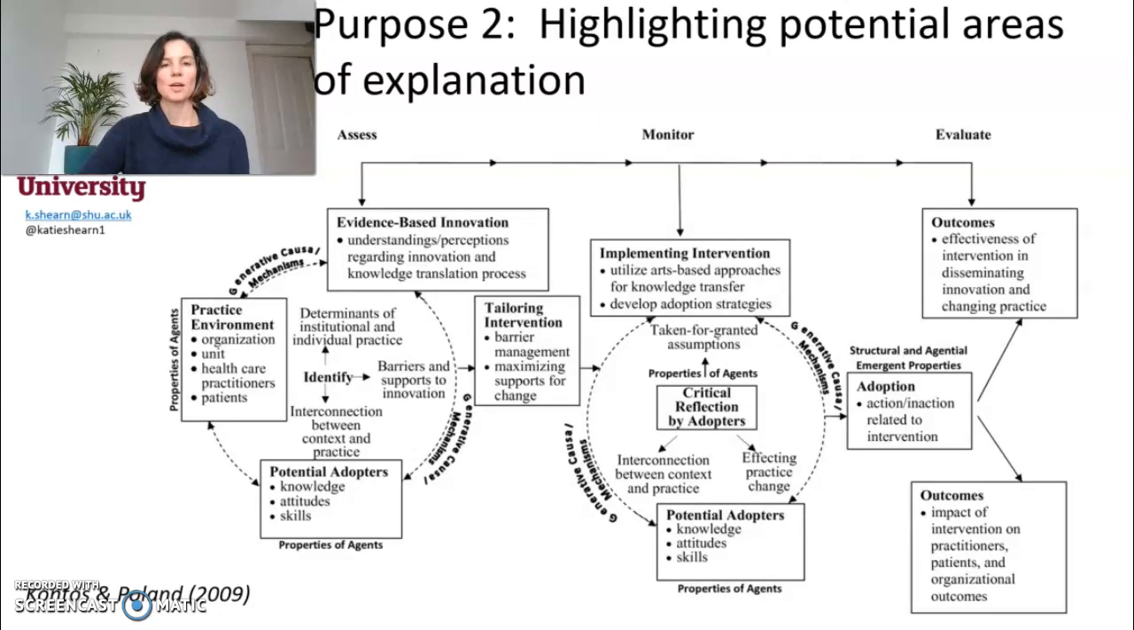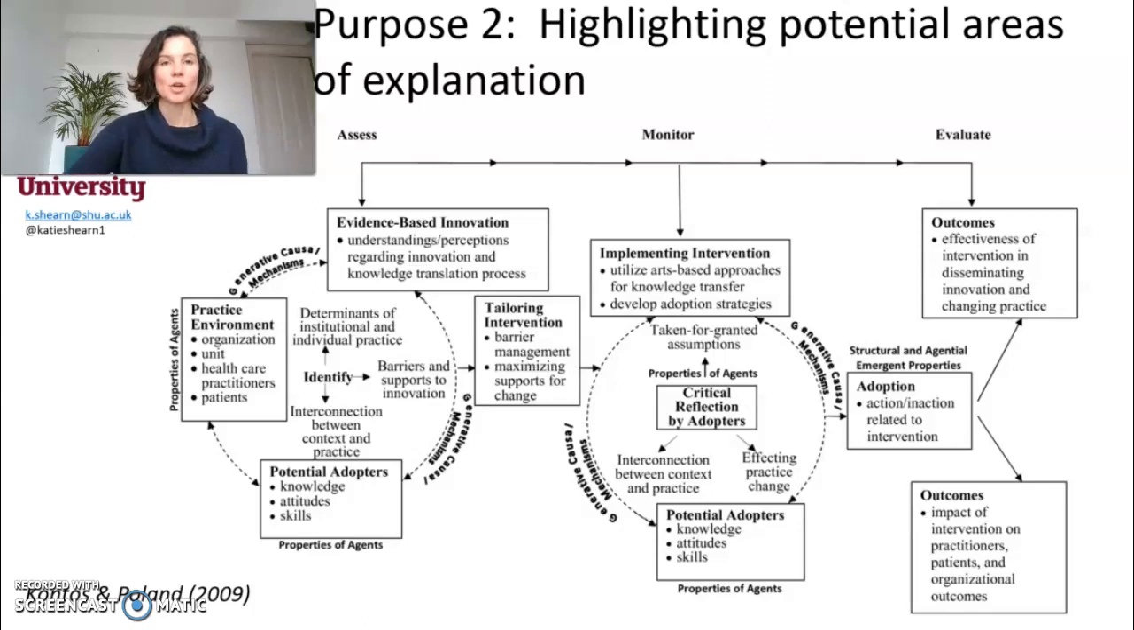We also see a second purpose in realist research where models are used to highlight potential areas of explanation. This is a really complex example here, which maps the theoretical methodological terrain for knowledge translation in healthcare. And the map models social, cultural, material contexts to explain why knowledge alone isn't sufficient to change practice.